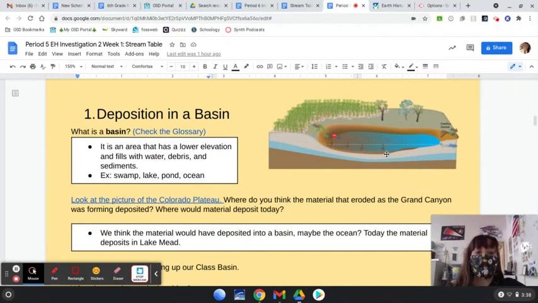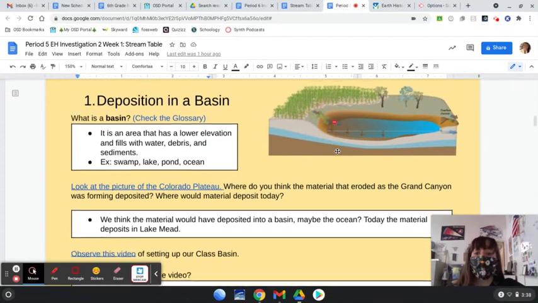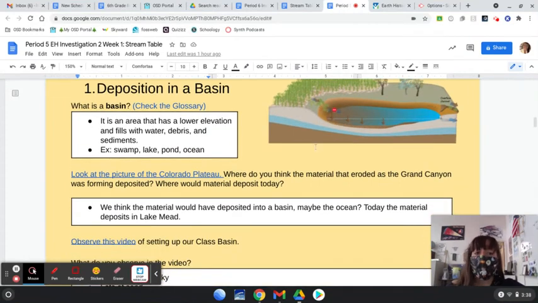And that's exactly how new rock layers form. It's from lots and lots of material piling up in a basin over time. So basins are really important when you're thinking about how rocks form. Basins are part of the puzzle that is very important to know about.